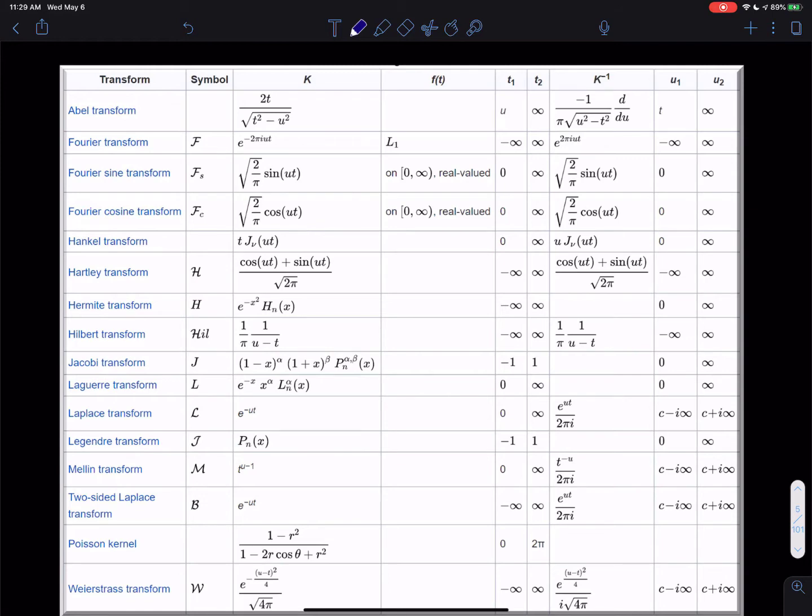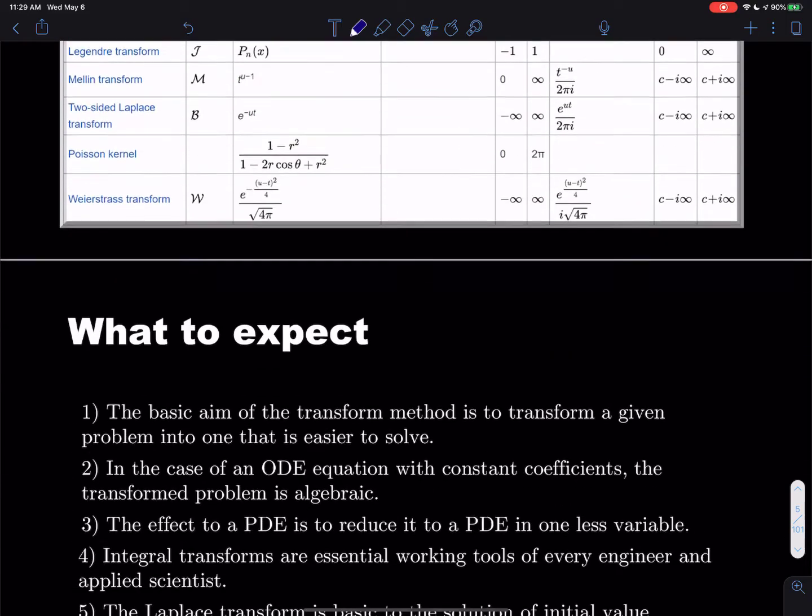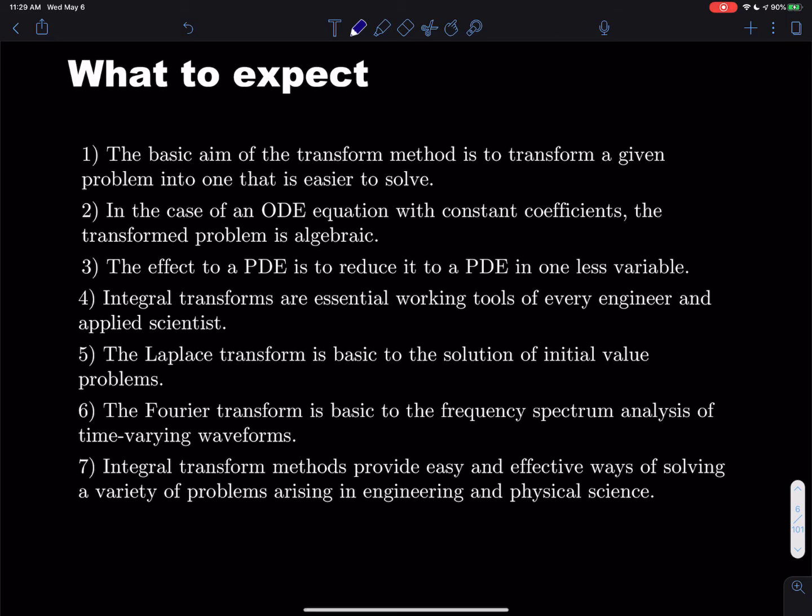Now, if you have a discrete case, then the transform that's used has to be a discrete-based transform, which is known as Z transform. If you're doing partial differential equations, then you want to use the Fourier transform. So there are a lot of different transforms, but we're going to focus on the most famous transform known as the Laplace transform. Now, what to expect?